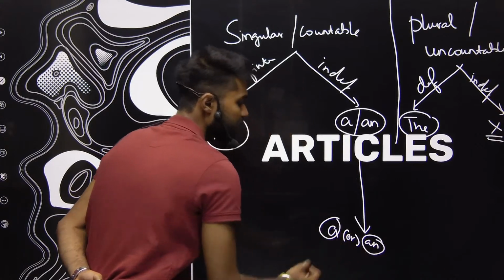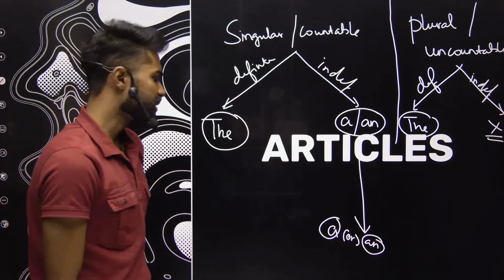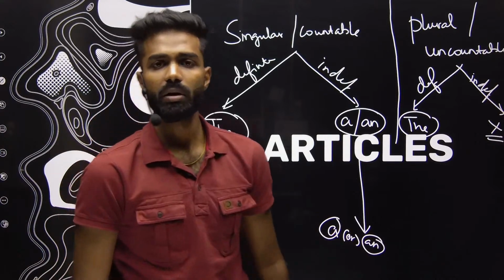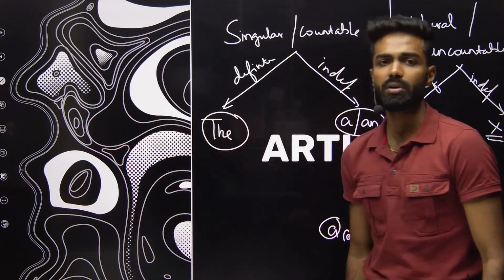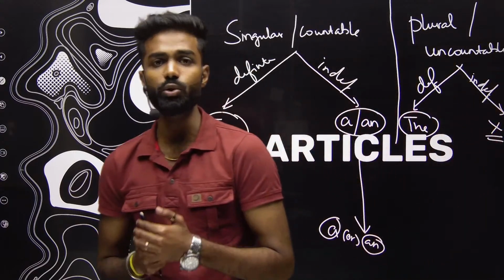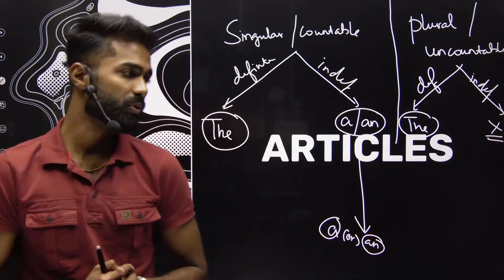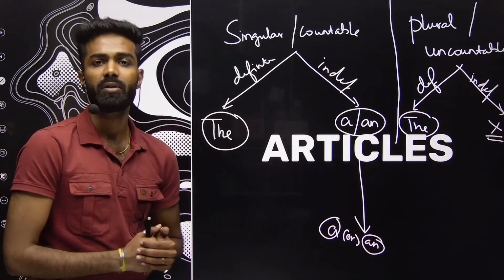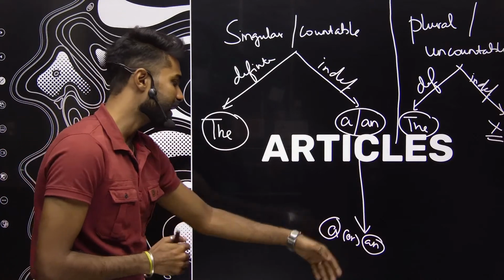Where to use a, where to use an. Normally, we can easily say that a will be before consonants and an will be used before vowels, right? If that was so simple, we wouldn't be having this class today, okay? You are preparing for a competitive exam, so we have to keep in mind that it is complicated whether to choose a or an.